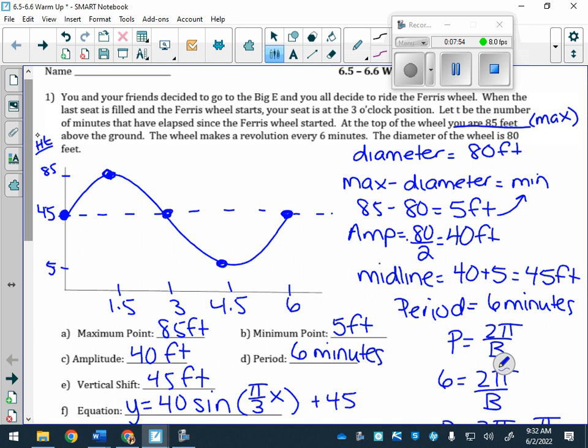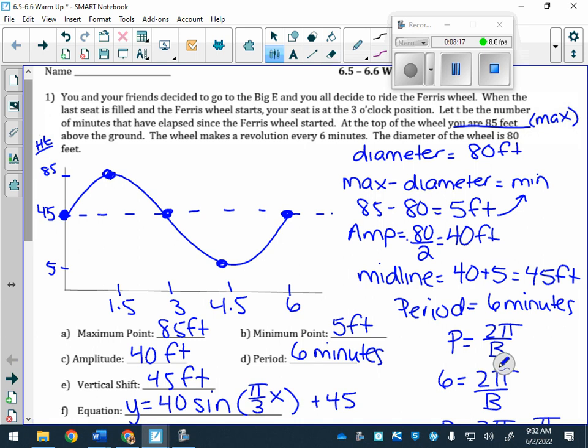Okay, so as you go through, I just want to raise a hand. How many of you can figure out the minimum? Okay. How many of you can figure out the midline? Some of you had 40 at first. Do we understand why it's 45? Okay, just want to make sure.